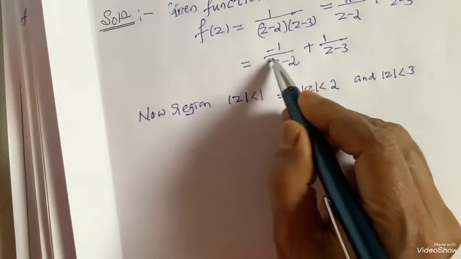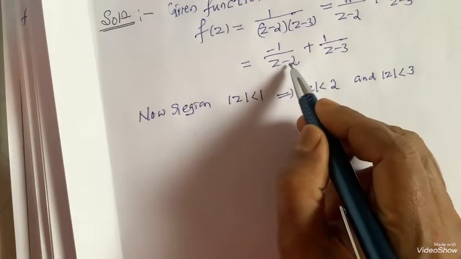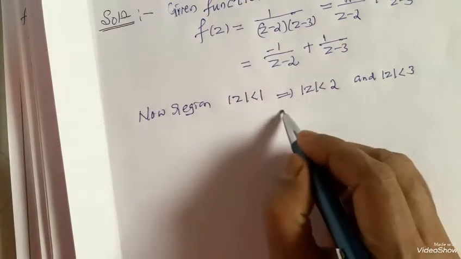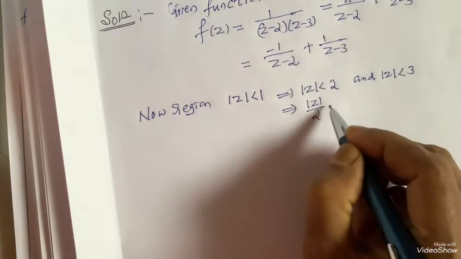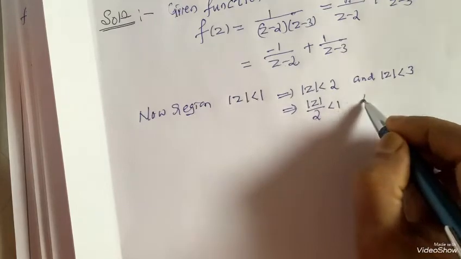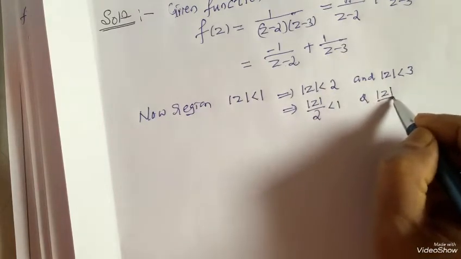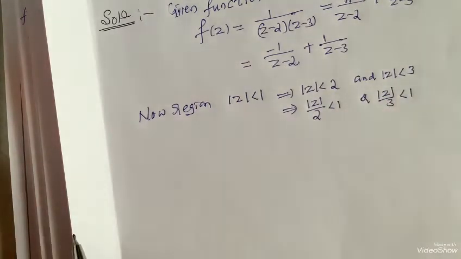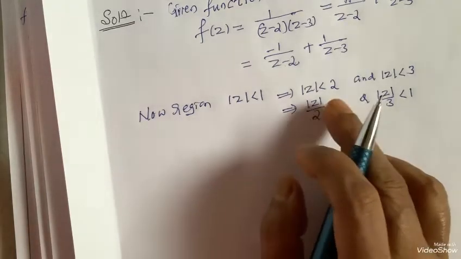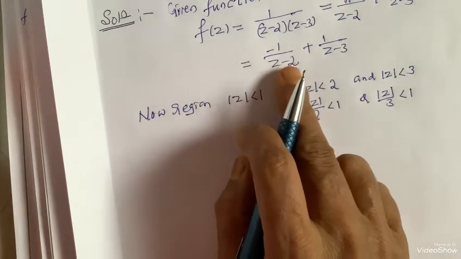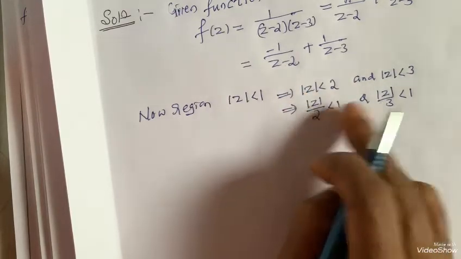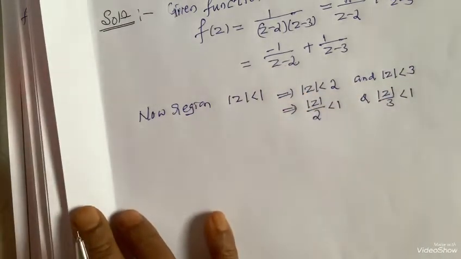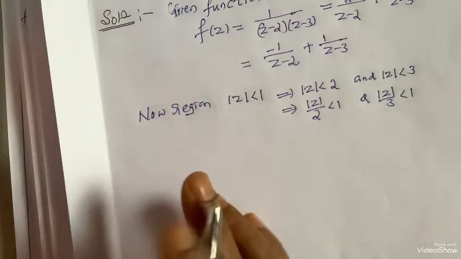Because I want to make this in the form of 1 minus x. Therefore, this implies which is less than 1 now? Mod z by 2 is less than 1 and mod z by 3 is less than 1 here. So you have to make it in the form of 1 minus x. So I can take the 2 this side, it becomes less than 1. This is also less than 1. Everything should be made less than 1 here.